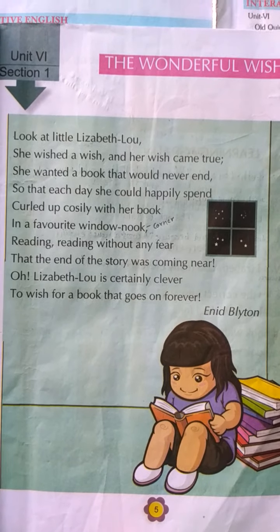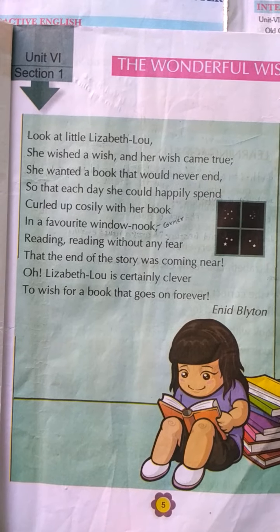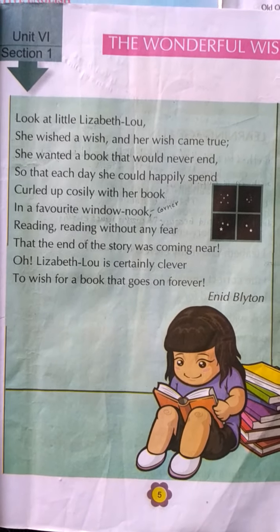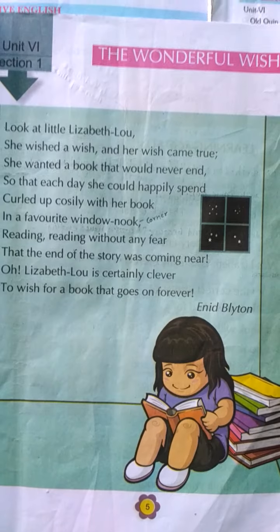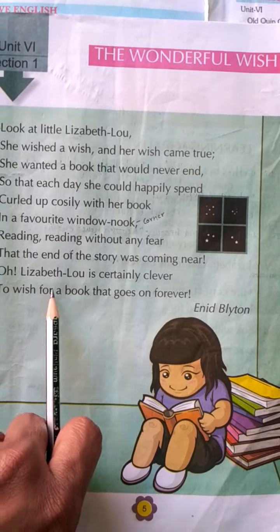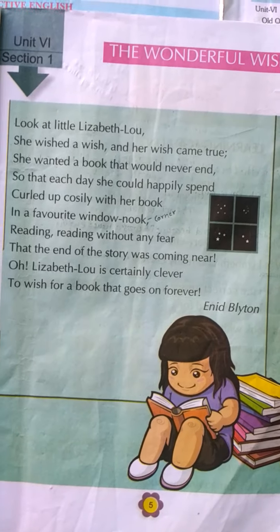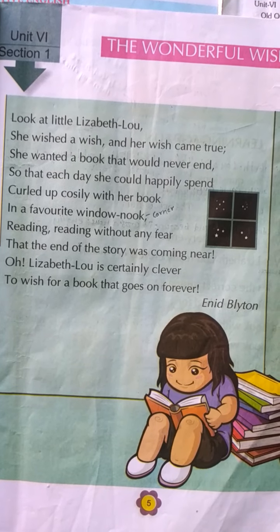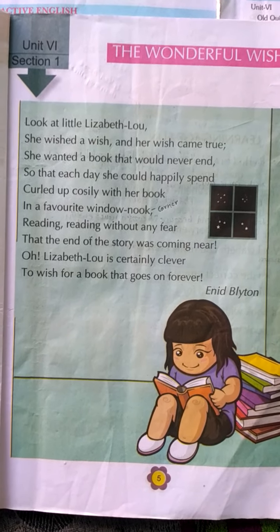So she was reading means she wanted to read and read more, because she wants to spend her time by reading books that give her knowledge. And the poet is saying, who is the poet? This is the name written, this is the poet, Enid Blyton. So the poet says that Elizabeth Love is certainly clever. She is very clever. Why? Because she wanted a book that would never end. She has a wish for a book that goes on forever, and she won't stop enjoying reading books.